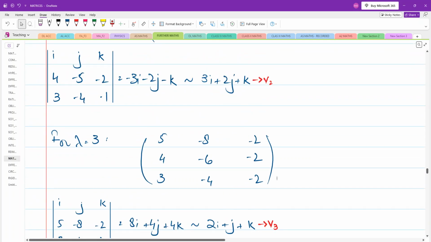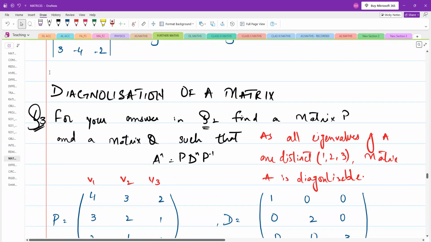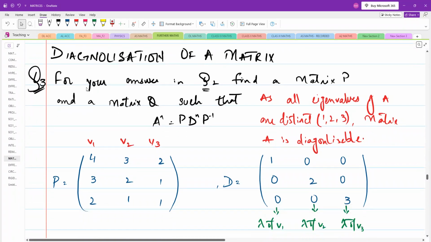Now we have found two things. We were able to find eigenvalues, we were able to find eigenvectors. One last step is remaining, which is called diagonalization of a matrix. How to diagonalize a matrix? For your answer in question number 2, find a matrix P and a matrix D such that A to the power of n is equal to P multiplied by D to the power of n multiplied by P inverse.